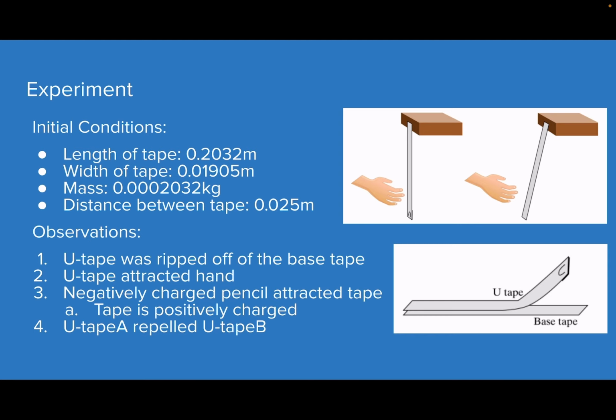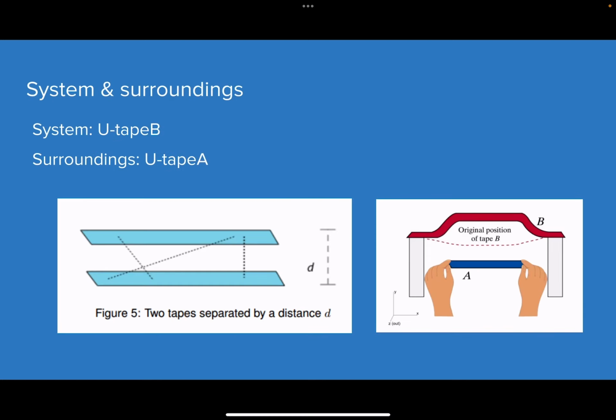And we also noticed that when we had the first U-tape A and U-tape B next to each other, they repelled each other. Therefore, we set our system as U-tape B and our surroundings as U-tape A, and we created our model this way in order to measure the electric field force and force of gravity, using D as our main measure between the two forces.